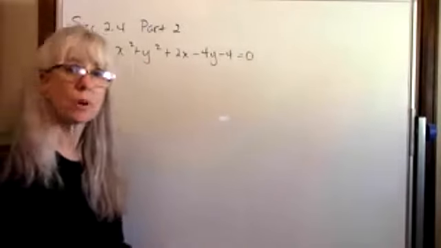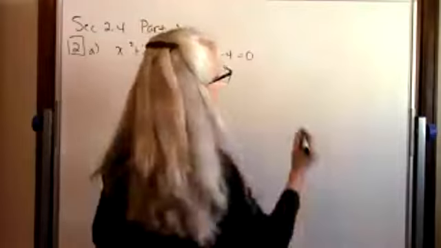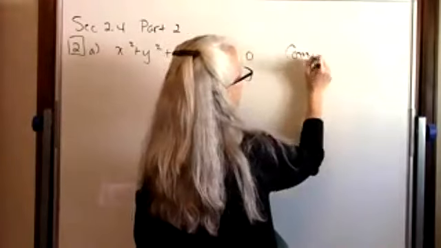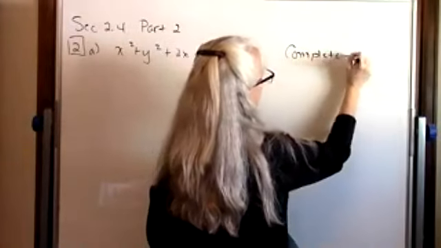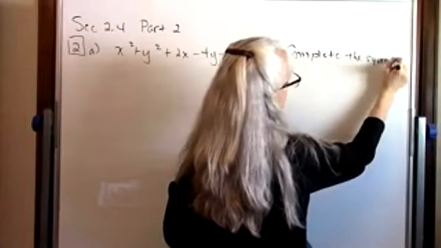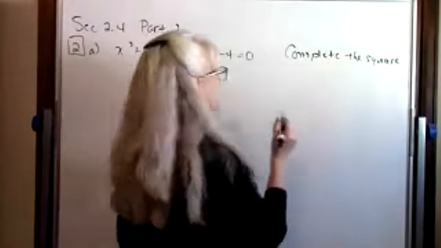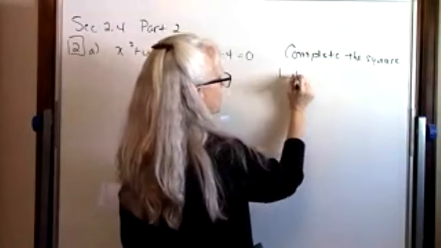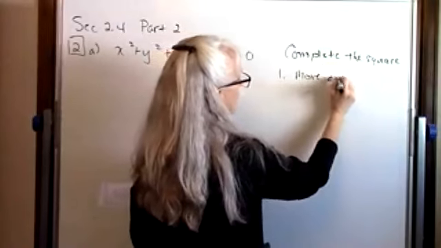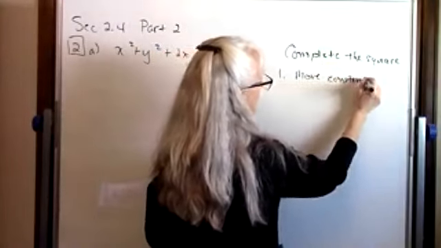And to do that, we're going to do something called completing the square. So we're going to complete the square, and that's the process we're going to use. So let's write some steps out as we do this. So the very first step we're going to do is move the constant to the right side.